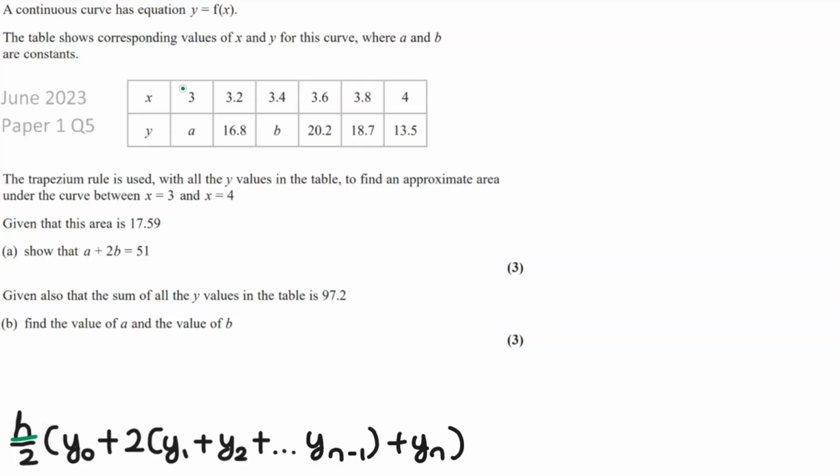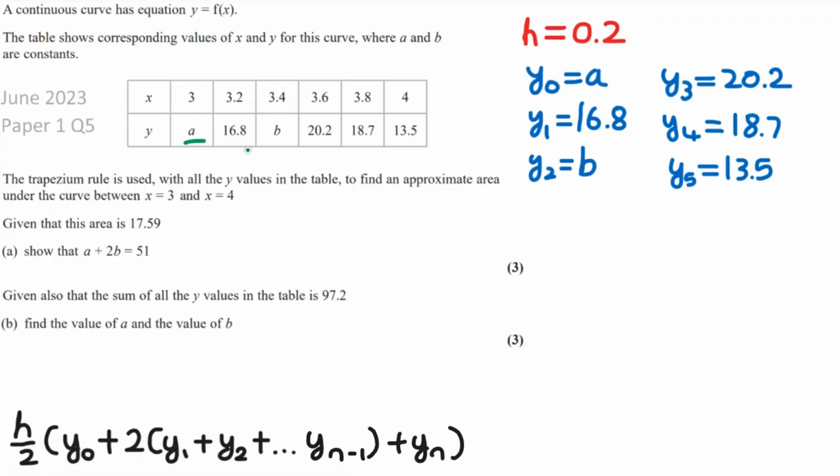So let's start with h here, and as you can see, 3 to 3.2, 3.2 to 3.4, and so on. They all have a difference of 0.2. It's constant for all of them, so therefore h is equal to 0.2. That's the thickness of the trapeziums, and therefore we can figure out the y values starting from x is equal to 3, because this is where it starts, and it ends at x is equal to 4. So y0 is equal to a, y1 is equal to 16.8, y2 is equal to b, y3 is equal to 20.2, y4 is equal to 18.7, and y5 is equal to 13.5.